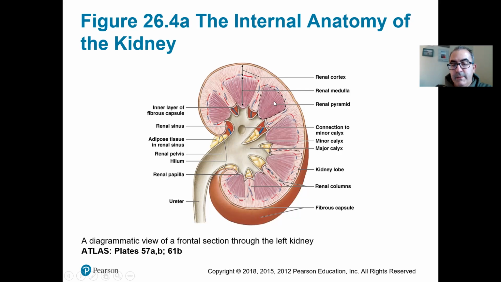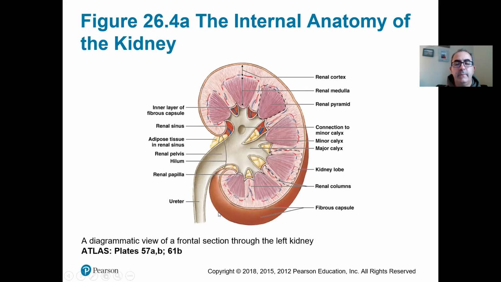What happens in these pyramids is that fluid, your blood, gets separated into waste products and clean blood. The waste product travels through this pathway. It goes through the renal papilla, minor calyx, major calyx, renal pelvis, ureter, to go down to the bladder. Okay, that's the pathway that the waste products take. So you need to know that.